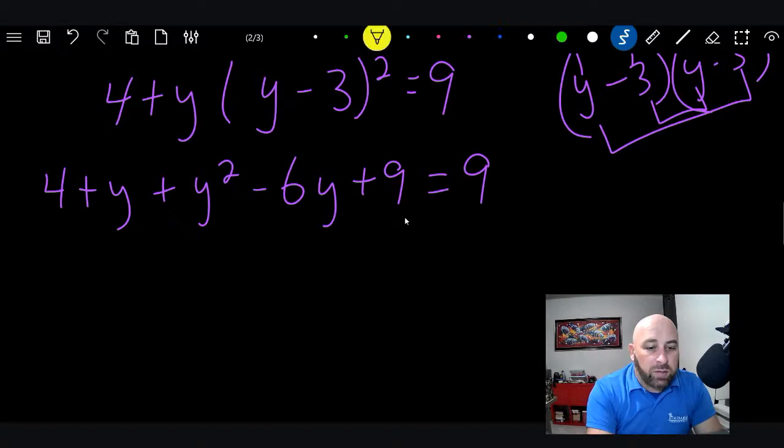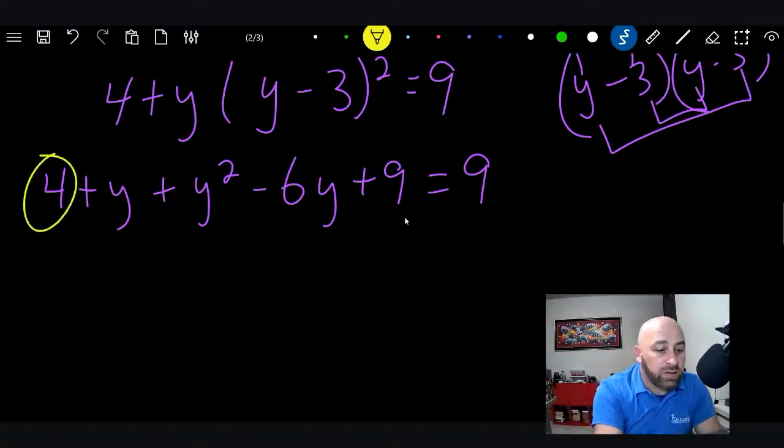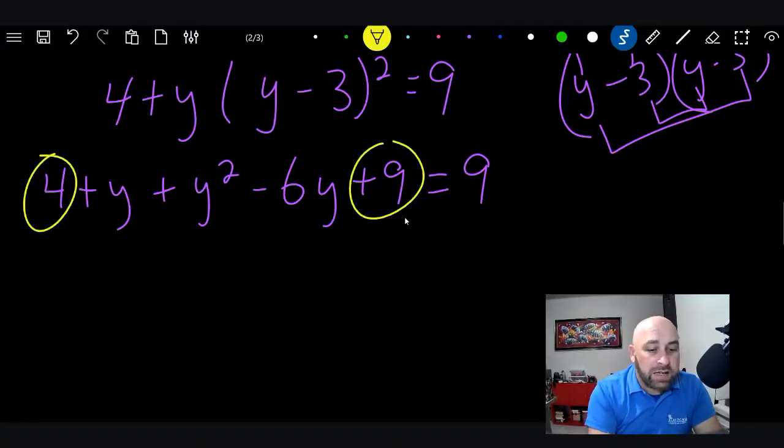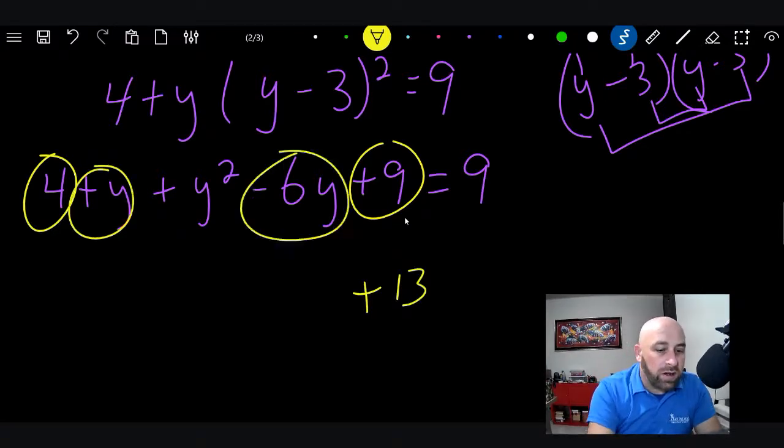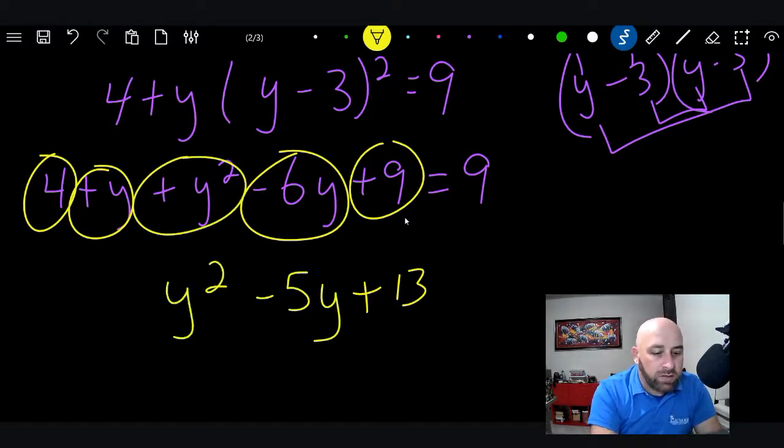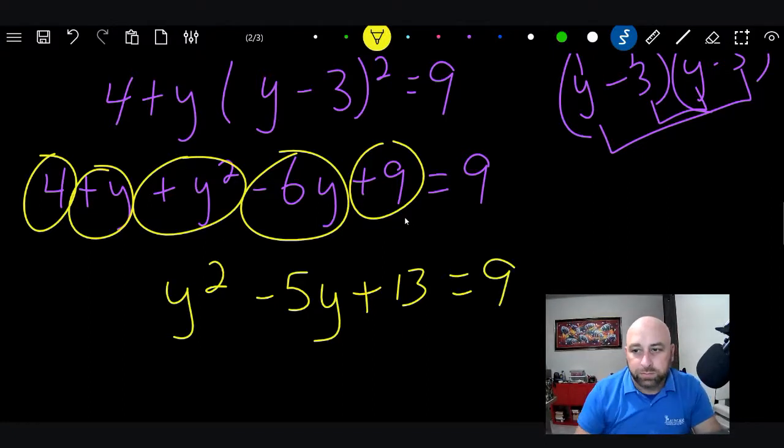All right, next, what do we want to do? Combine our like terms. Okay, look at all this craziness going on over here. Let's combine our like terms here. So there's a 4, and there's a 9. That's a C term, so let's keep it kind of over there with the C. We're probably going to have to factor this thing at some point. So combine those, and I'm going to get a positive 13. Here is a y, here is a y. That's going to give us a negative 5y. And there's the next y squared, so y squared. And that is going to equal 9.